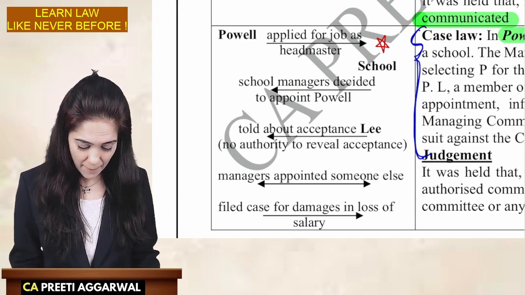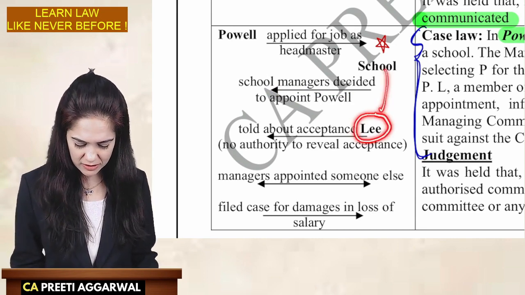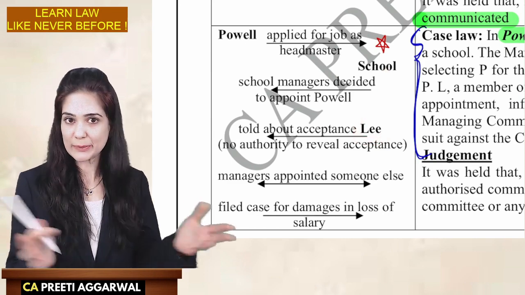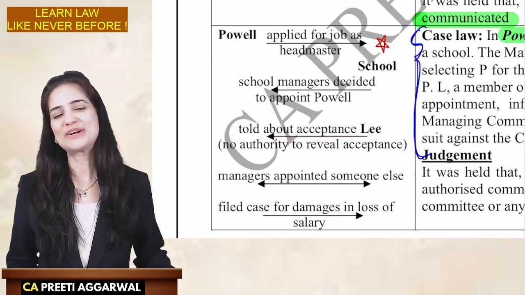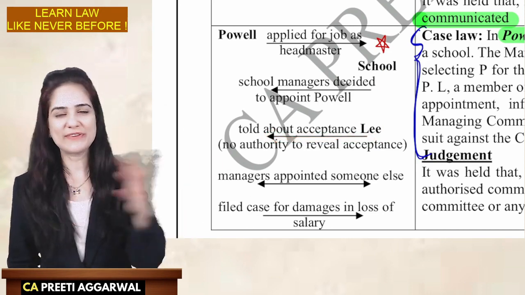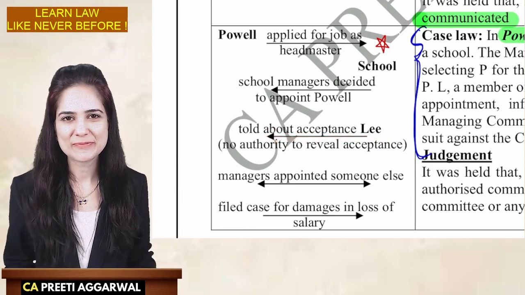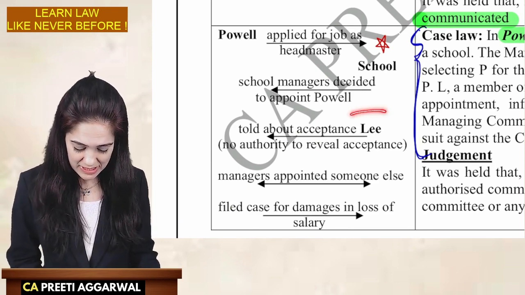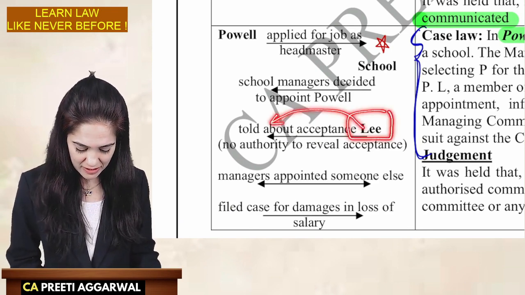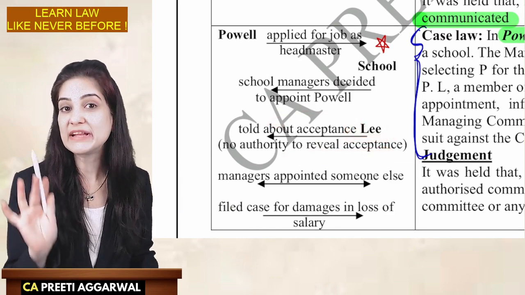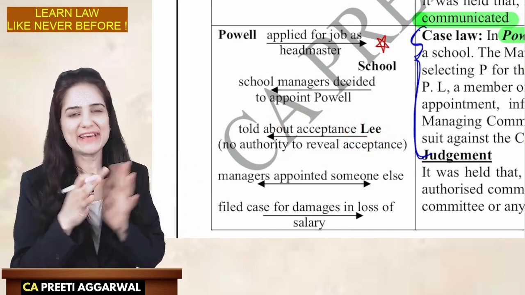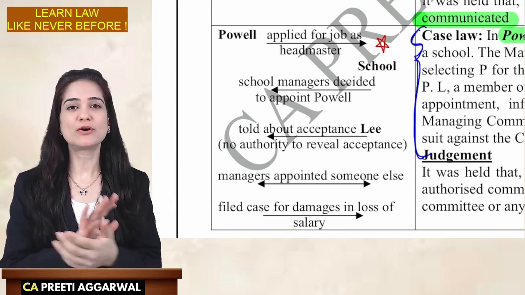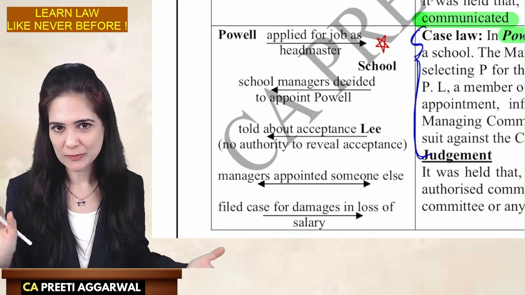Mr. Lee, one of the school managers in that committee, told Mr. Powell about acceptance. "Arey, your interview went very well. They are all very happy. They will appoint you only." Mr. Lee communicated without any authority to reveal the acceptance. Powell was so happy. "Arey, they are going to hire me." He did not apply in any other school.